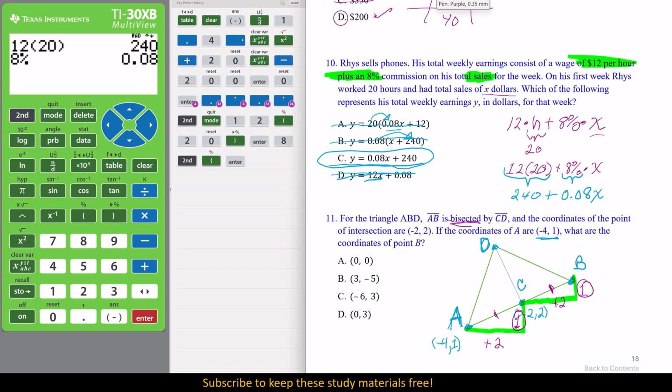Okay, well, let's set ourselves up here. If we are starting from -2 and 2, our intersection here, then that means for x, we have a plus 2, and for y, we have a plus 1. So that all washes out to be 0 and 3, which is option D.